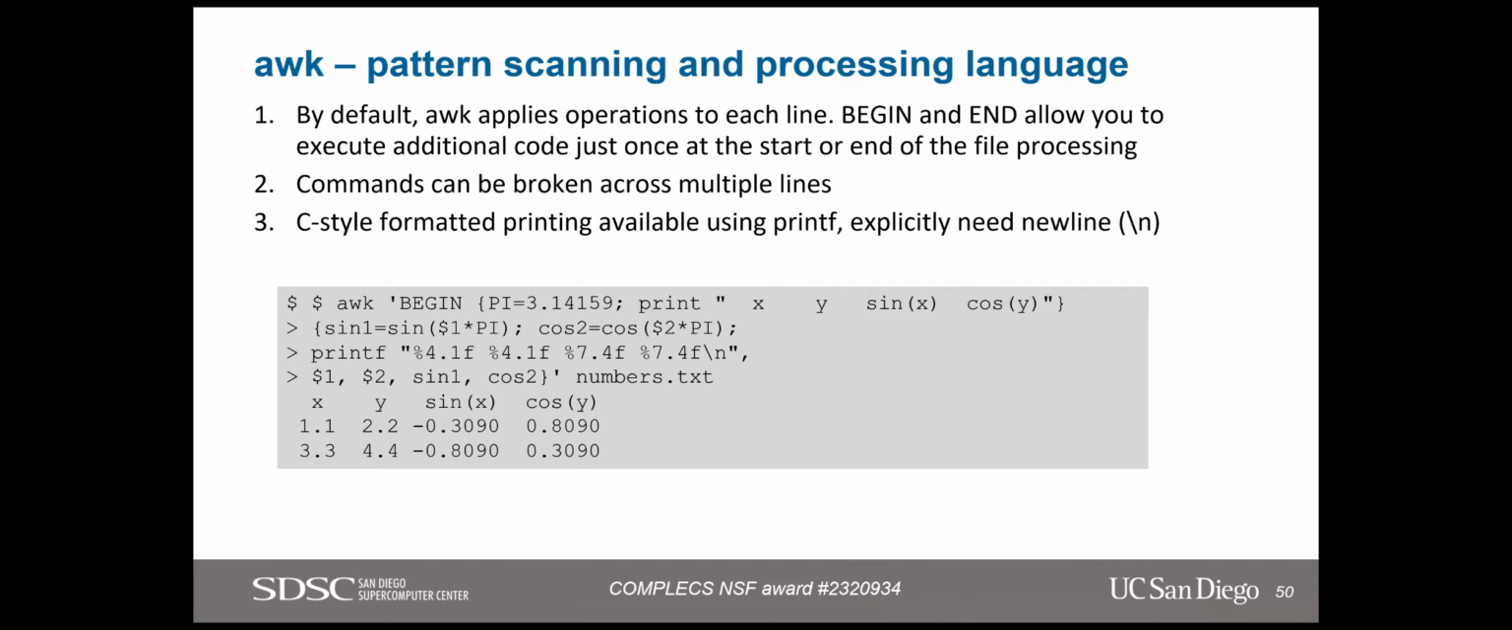So awk also allows you to do C-style formatting, so you can use printf statements to print things. In this example of printf, we are doing floating points that have 4 characters, 1 decimal point for the first one, 7 characters, 4 decimal points in the second one, and the \n to do a carriage return at the end.